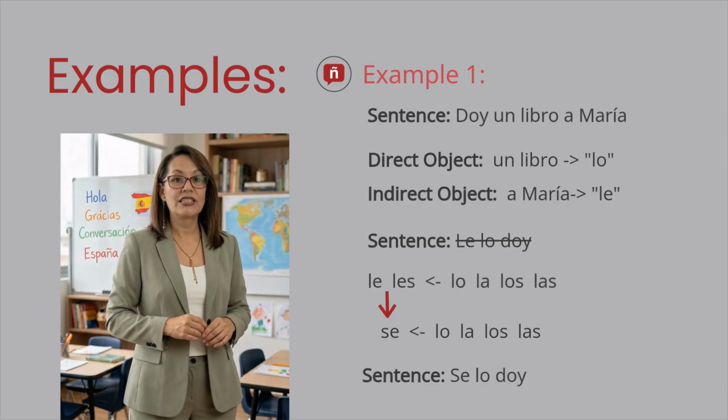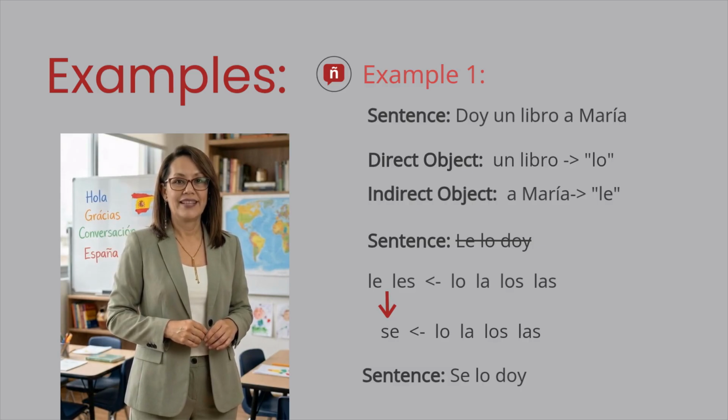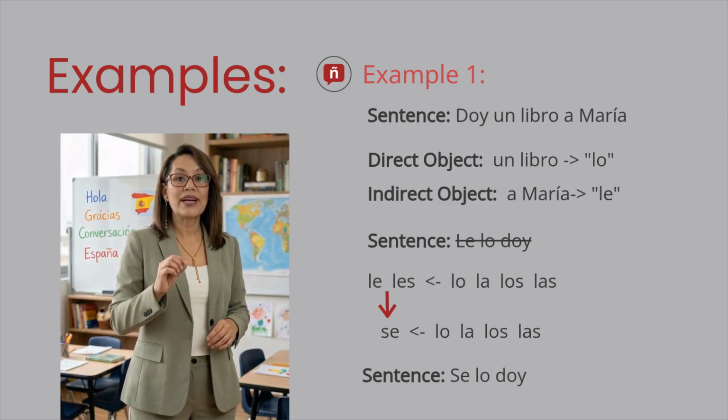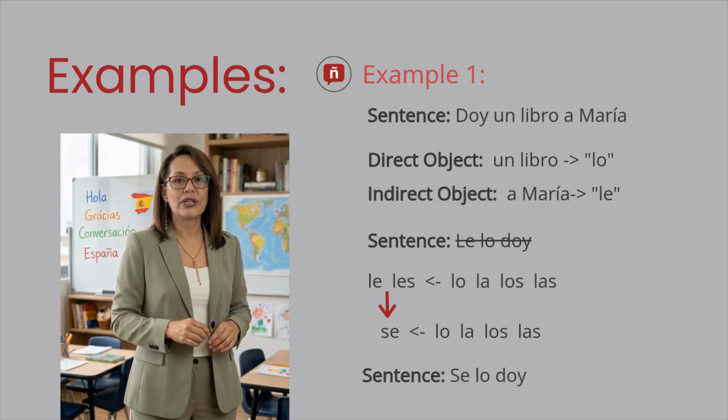But in Spanish, this combination is not correct. When le or les come before lo, la, los, or las, we change le and les to se. So the correct sentence is se lo doy.